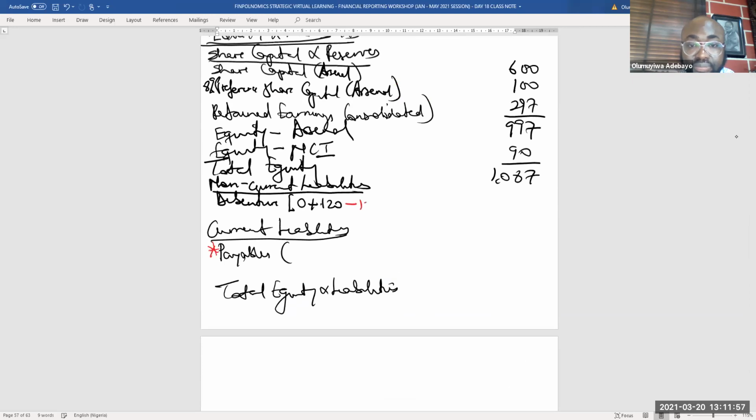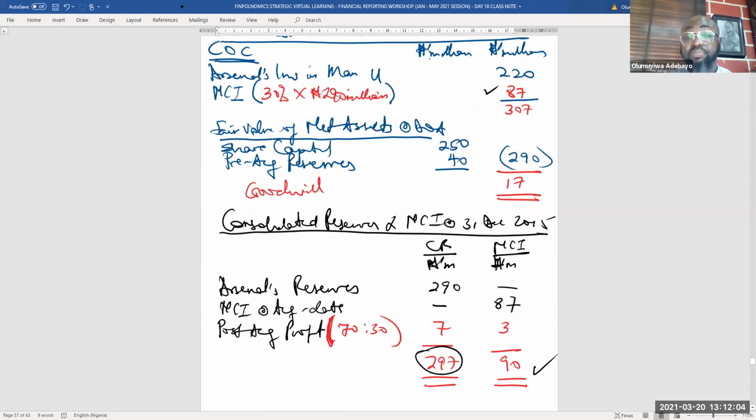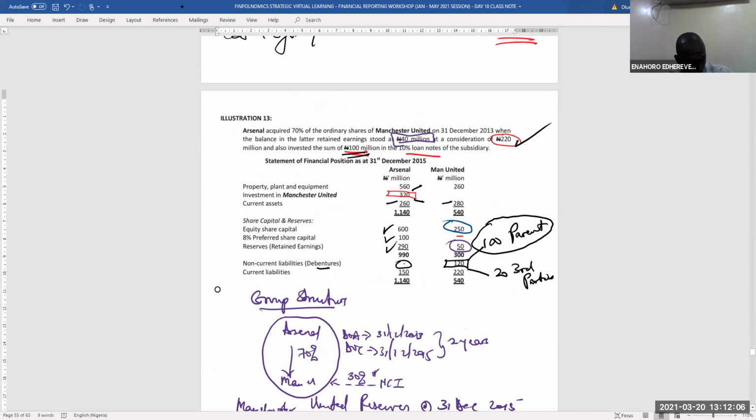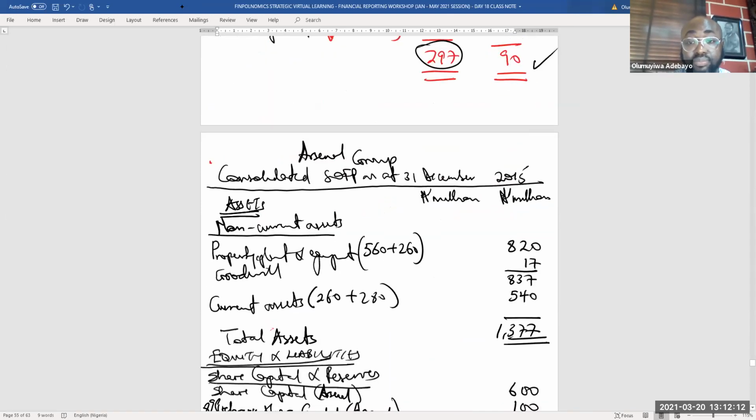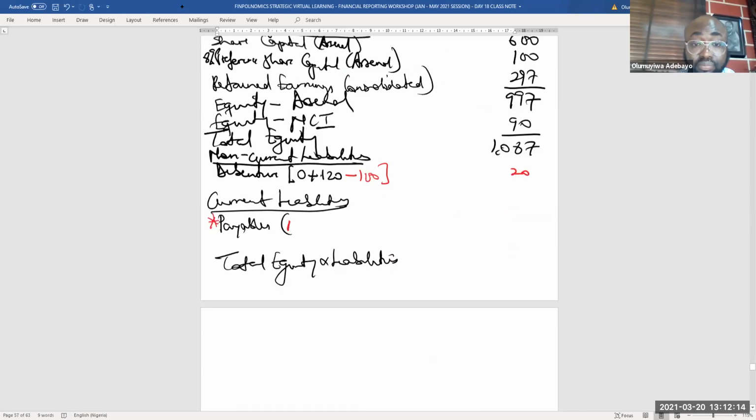Minus 100. That gives 20. And we have current liabilities: 150 plus 20. 150 to 20, it's 370. That is what? 370.